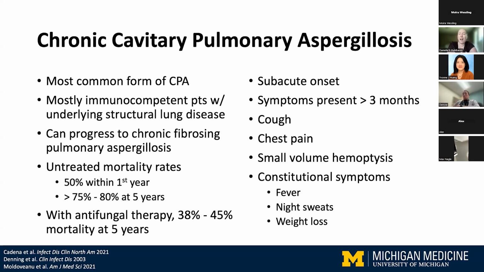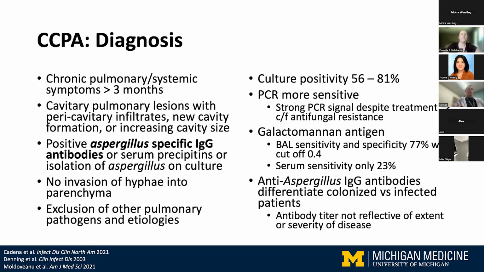Patients present subacutely. They must have symptoms for more than 3 months. Tends to be nonspecific again: cough, chest pain, small volume hemoptysis. Constitutional symptoms with fever, night sweats, and weight loss. The diagnosis is, again, you have to have at least 3 months of symptoms, and you have to have cavitary lesions on imaging with either pericavitary infiltrates, new cavity formation, or increasing cavity size.